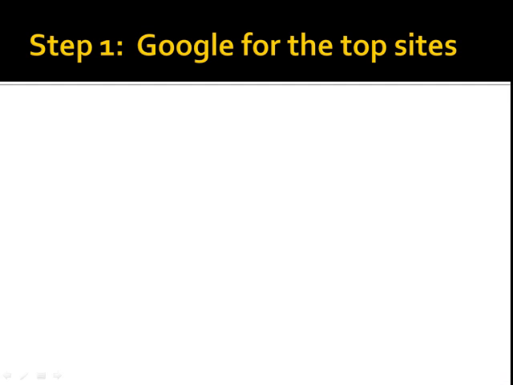What I want to do now is just talk about a 3-step process. We'll talk about it, and then I'll show you the 3-step process after you understand it. So step 1 is to go to Google and look for top sites. Now this is in relation to direct media buying.